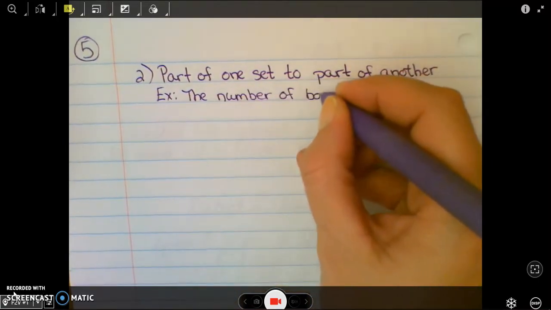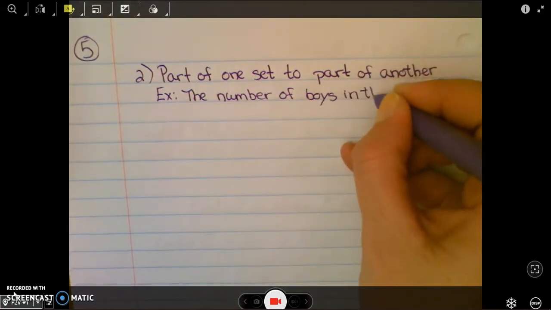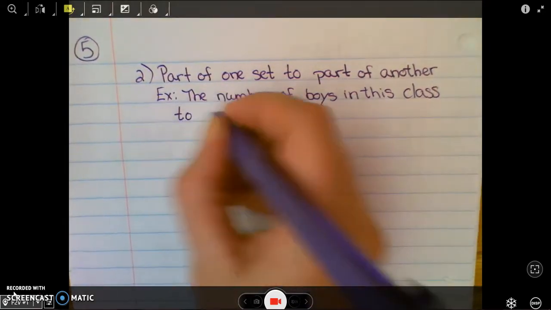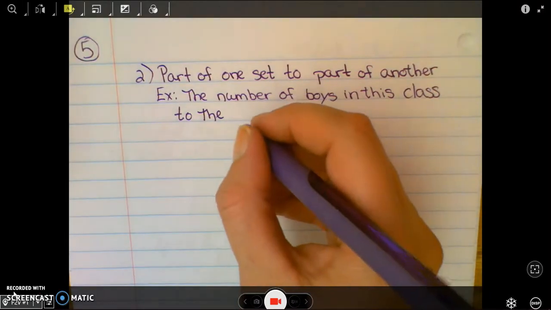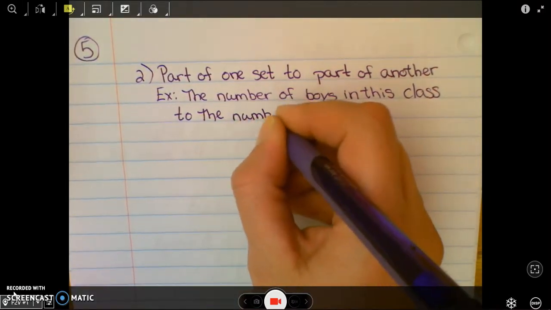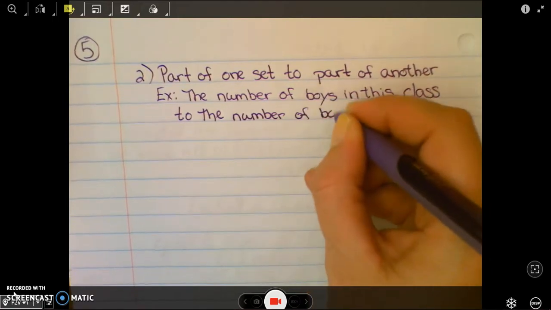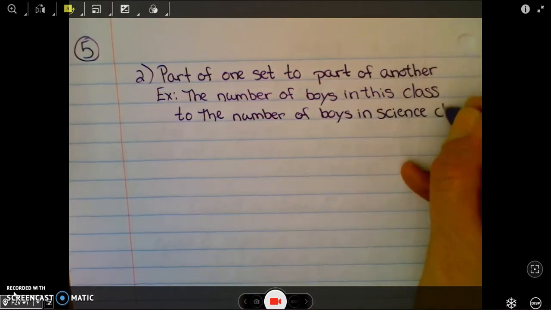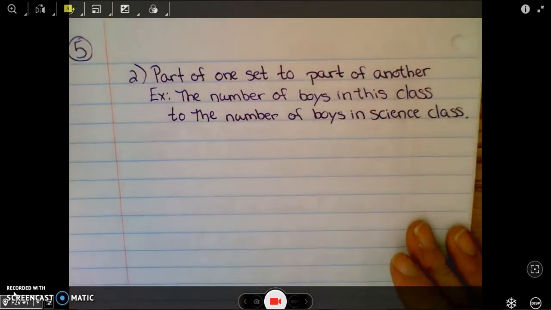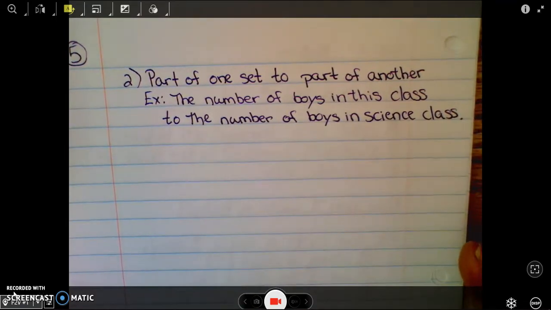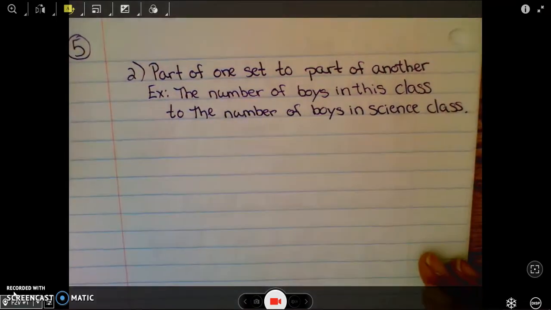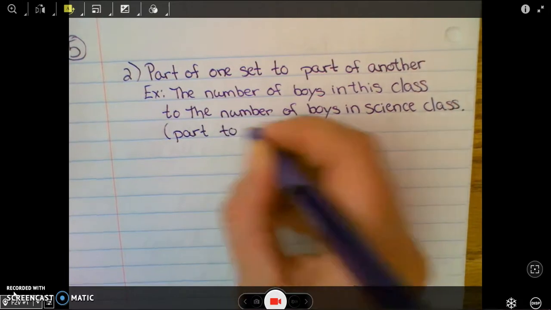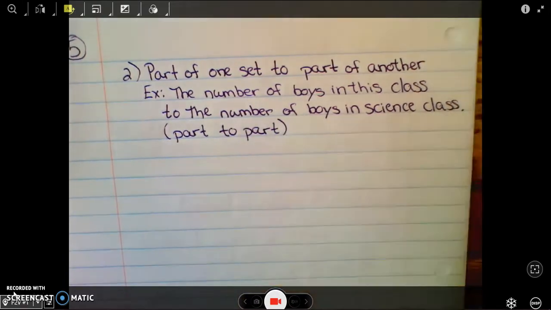So the example that we're going to write is going to be the number of boys in this class to the number of boys in science class. So I'm taking a little subset, just the number of boys, out of each of the classes and comparing those parts. So that is going to be a part to part comparison, but it is between two separate sets.